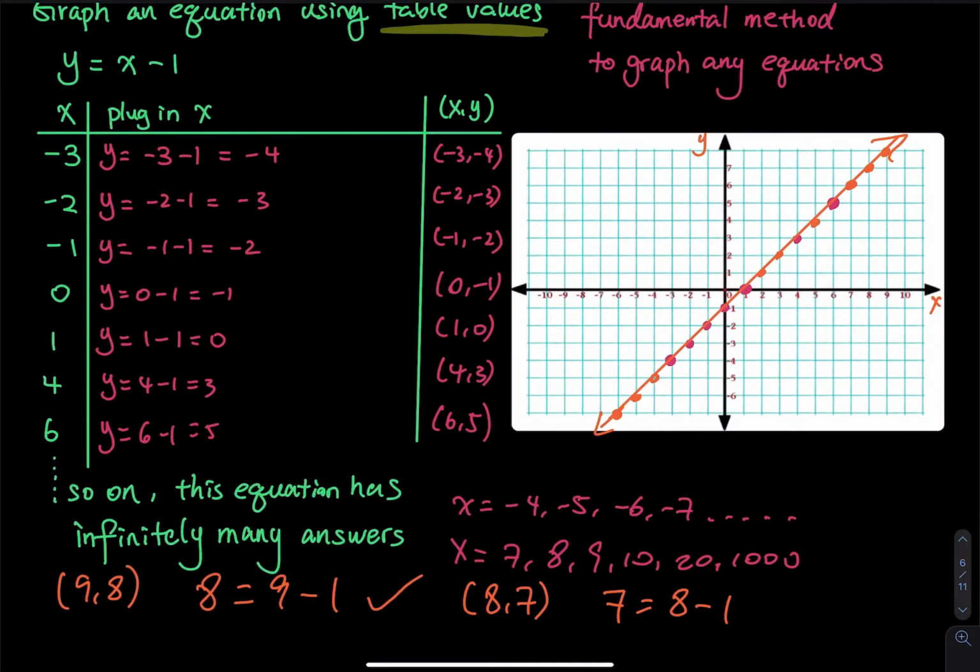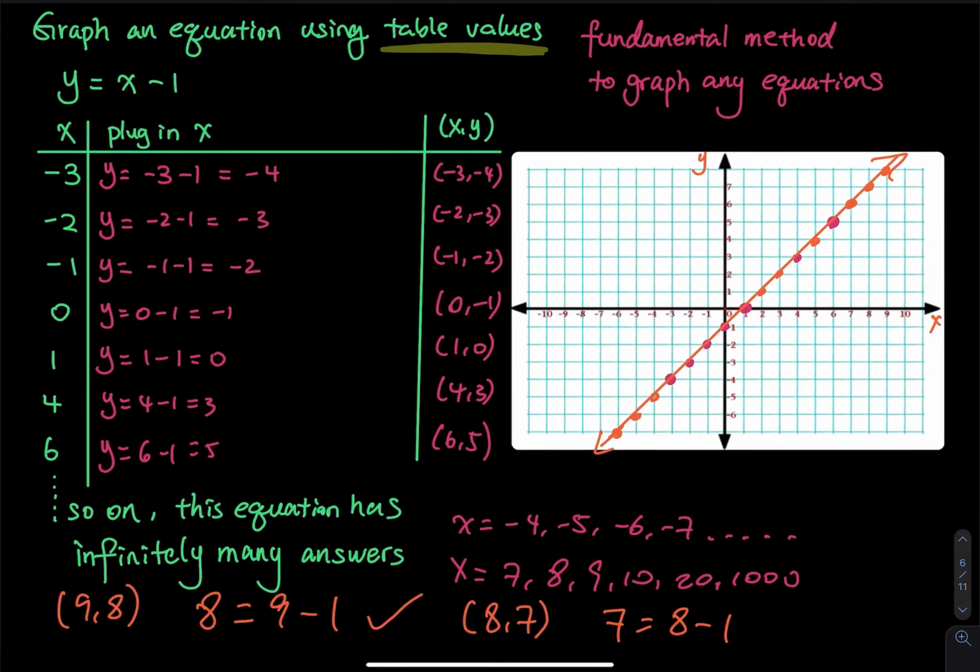So this is how to graph an equation using table value. It's the most fundamental way. It doesn't matter how complicated the equation is. As long as you know how to use table value, you can always get the graph of the equation.